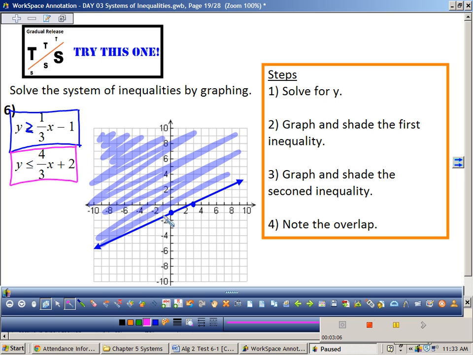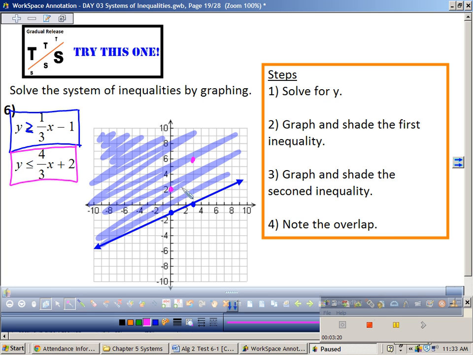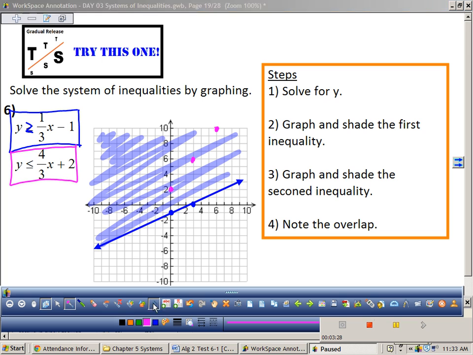This inequality begins at +2, so I'm going to go up to 2. My slope is 4 over 3, so I'm going to rise up 4, 1, 2, 3, 4, and move to the right 3, 1, 2, 3. Might as well do one more set of those. 1, 2, 3, 4, 1, 2, 3. My line's also going to be solid again because it says it's including the line. So change my color. Here's my line.